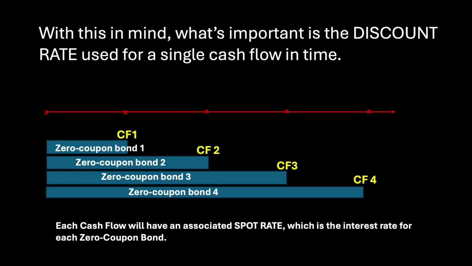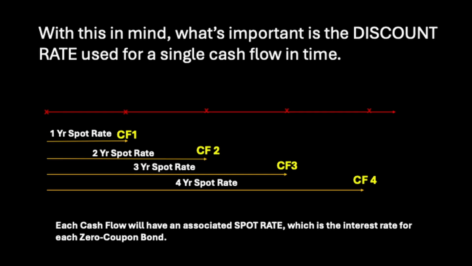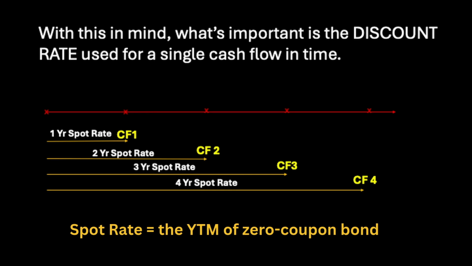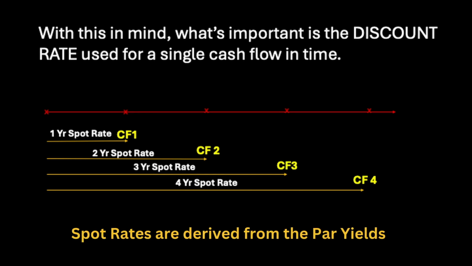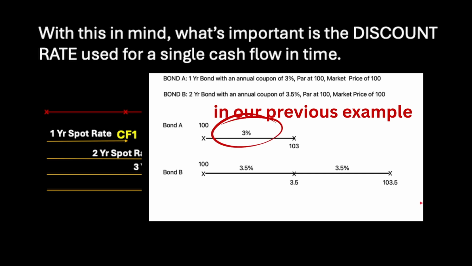Therefore, each zero coupon bond will have an associated yield to maturity or YTM for each maturity. And since these are all single cash flow instruments, each YTM of the zero coupon bond is actually the spot rate. Spot rates therefore are zero coupon yields, the true discount rates for single cash flows at specific times. They're derived from par yields via bootstrapping because coupon bonds embed multiple cash flows. Note that the first spot rate is also the par yield for the 1-year bond since there's only one cash flow. So this is a trivial exercise and the spot rate is also 3%.